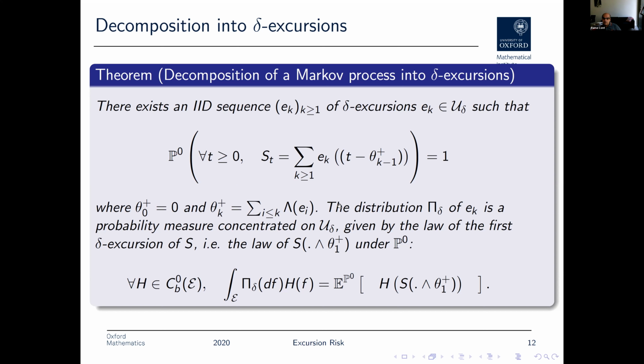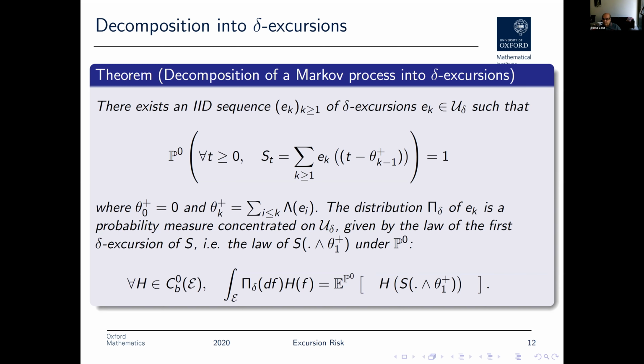And since I have an IID sum, it's completely described by the distribution of each term, because all the terms have the same distribution. There is an object, pi delta, which is the distribution of the delta excursions of my process S. All the delta excursions have the same distribution. This is a probability measure concentrated on the space U delta of delta excursions, which we defined before. Once I have this distribution, I have everything I need to recompose the path of S, because I draw random variables according to pi delta, and I concatenate them according to this concatenation rule.